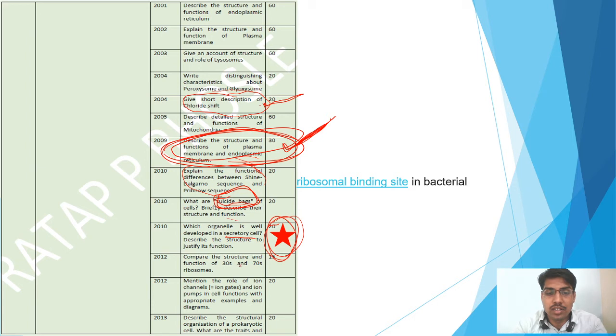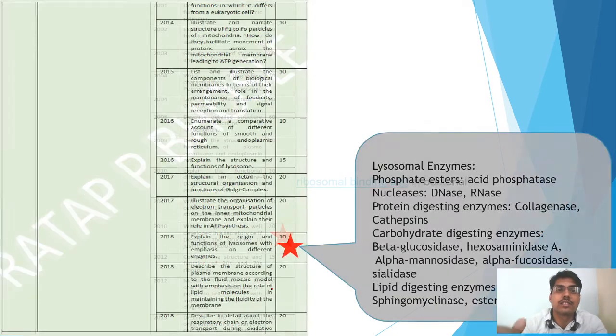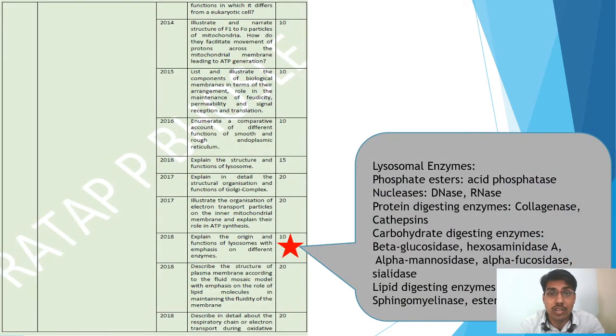These are all almost easy. Thirty years and this difference. What is the difference? This can also come in transcription and DNA technologies. Mention the role of ion channels. Describe the organization of a prokaryotic cell. What are the traits and functions in which it differs from a eukaryotic cell? This is the basic terminology question. Difference between eukaryote and prokaryote.